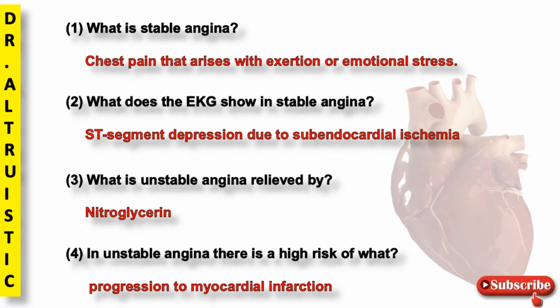1. What is stable angina? Chest pain that arises with exertion or emotional stress. 2. What does the EKG show in stable angina? ST segment depression due to subendocardial ischemia. 3. What is unstable angina relieved by? Nitroglycerin. 4. In unstable angina there is a high risk of what? Progression to myocardial infarction.